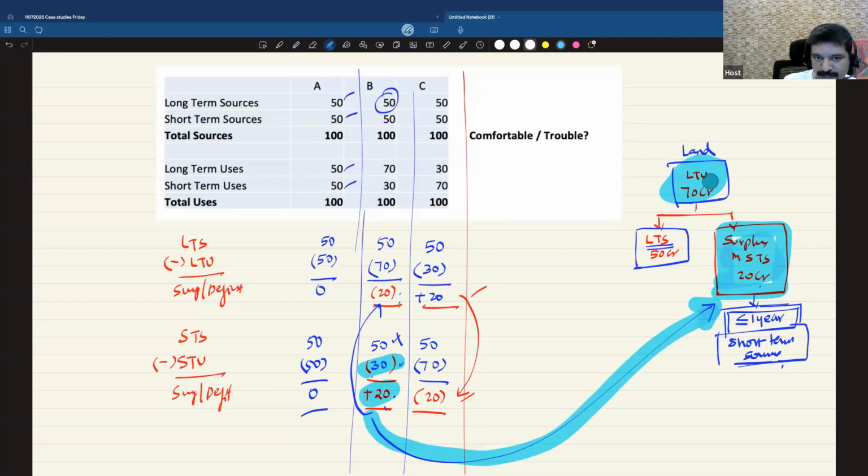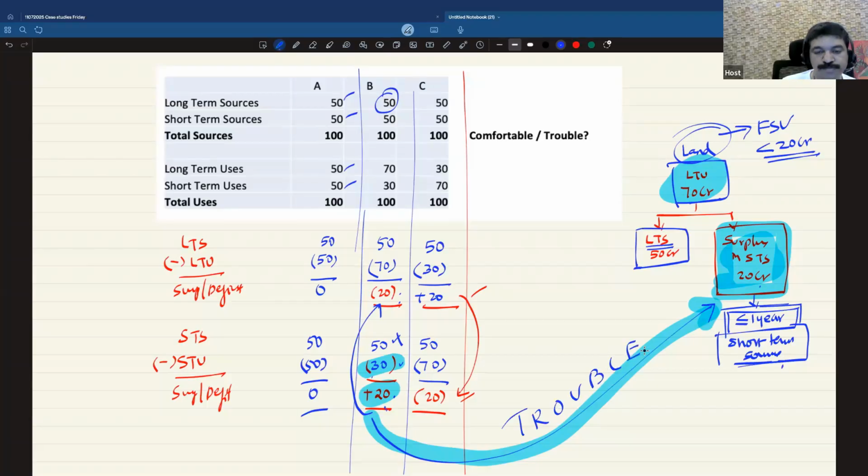So if these guys demand the repayment, do you think this company will be able to repay? No, it is sitting in land. So you have to forcefully sell the land. And if you forcefully sell the land, you may not get this 20 crore. You will get an amount less than 20 crore. If you get less than 20 crore, you are not making full payment. You are making partial payment. And if you are making only partial payment, they will not settle for that. They will demand full repayment. And if you are unable to make full repayment, then you are going to land in big trouble.